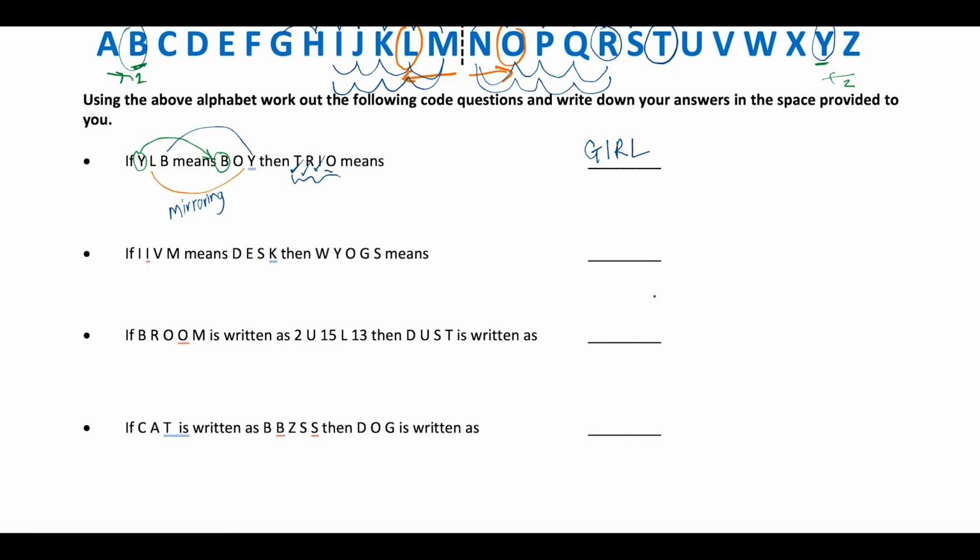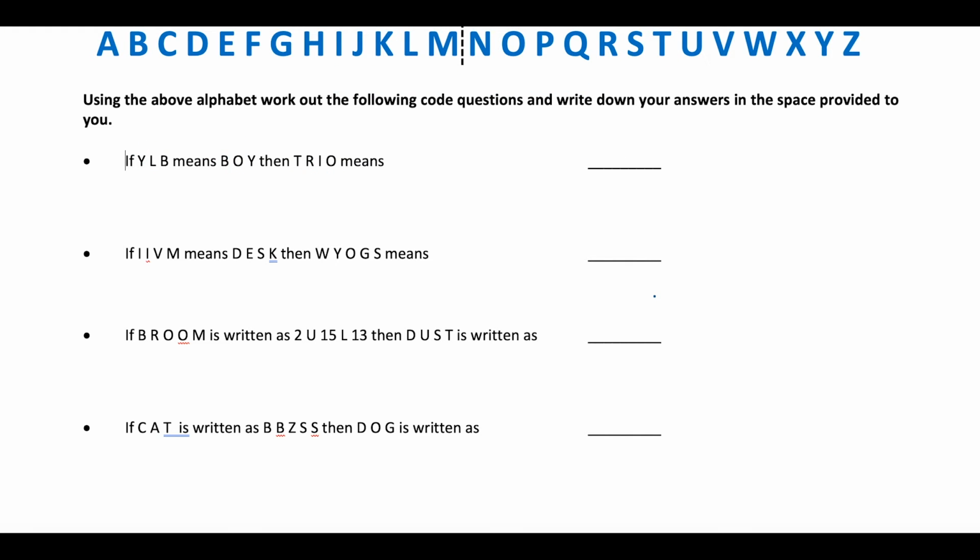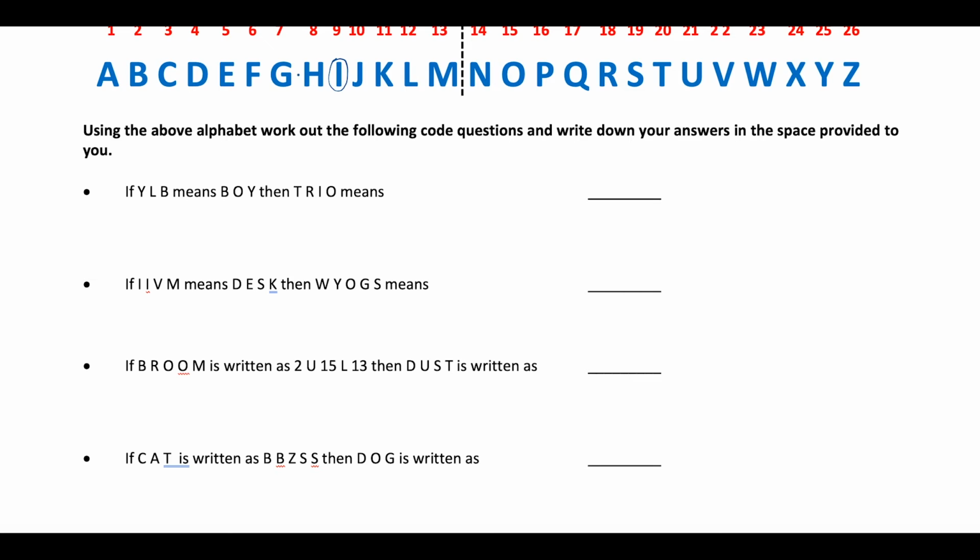Okay, here you've got IIVM means desk. It's got the code and wants to know what the meaning is. So let's look at these individually again. I'm going to very quickly clear what we've already done. Let's look at the first one. There's the I. For the I, we're going from I to D. I to D doesn't look like mirroring because it's on the same side. So we're going to go backwards. 1, 2, 3, 4, 5. So we say -5.